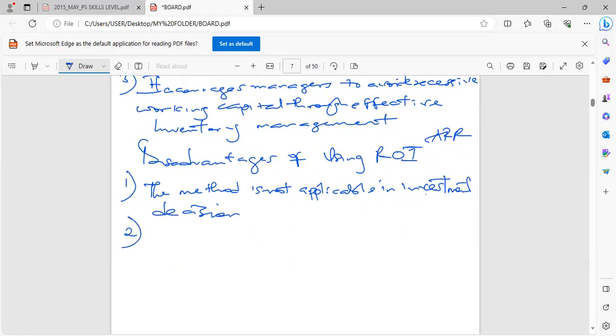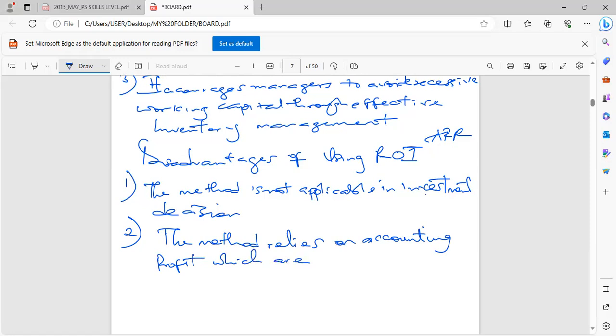Two, the method relies on accounting profits, which are subject to different accounting policies.